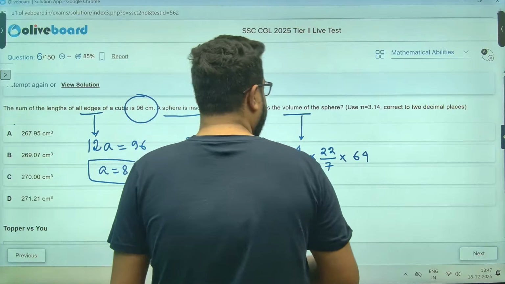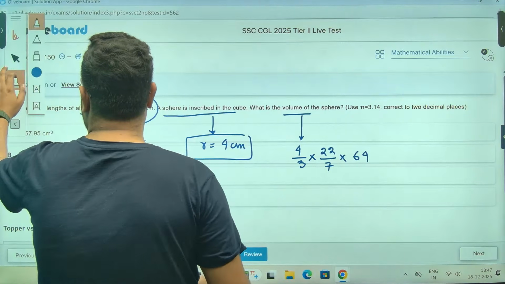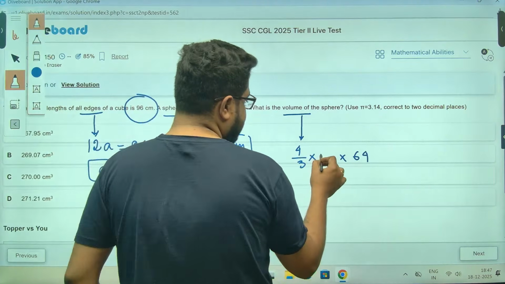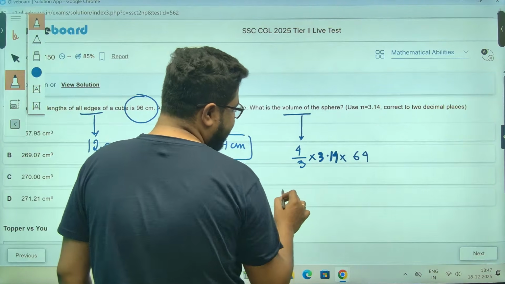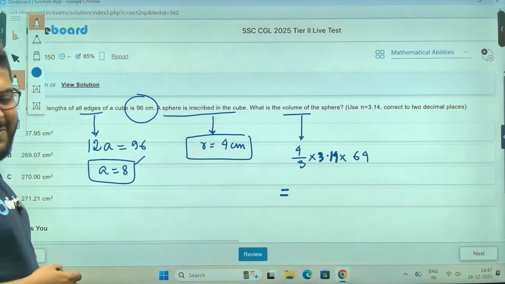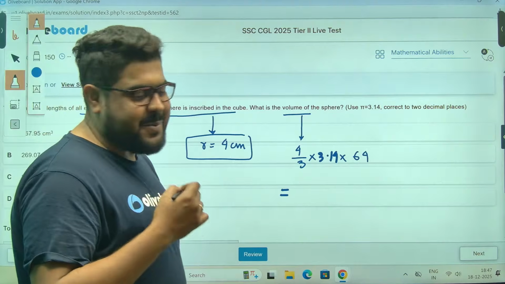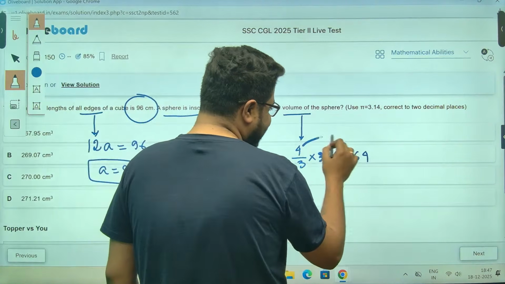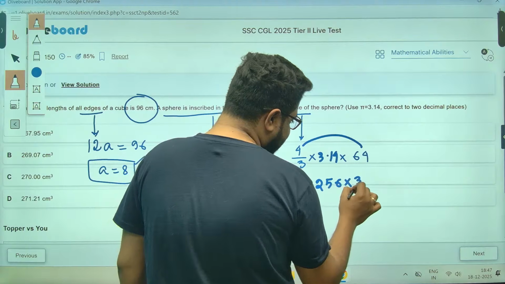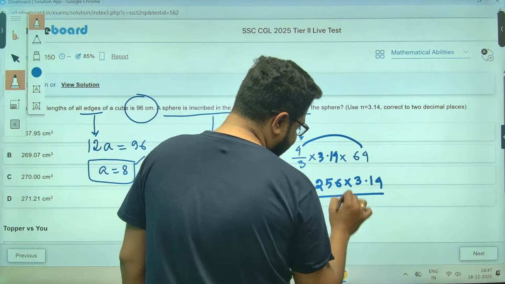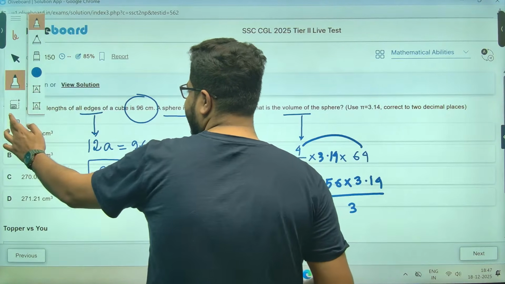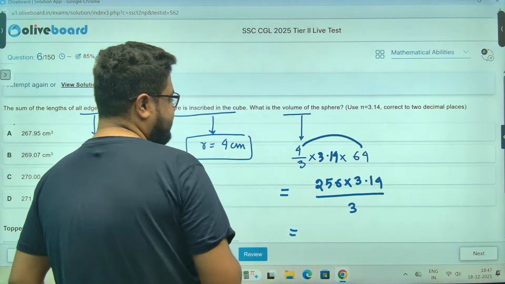Acha, pi is 3.14. I cannot take 22 by 7, sir. They want us to calculate like crazy. Okay, karna padega, sir, because options are also very, very close. We cannot do any approximation as I can see. Chalo, sir, this is 256 into 3.14 by 3. So it will be just greater than 256, but again, all the options are similar.